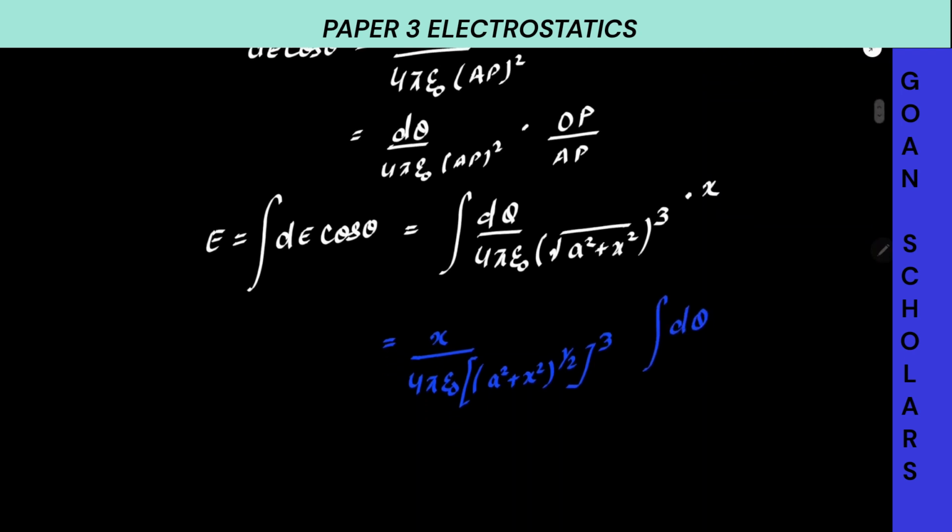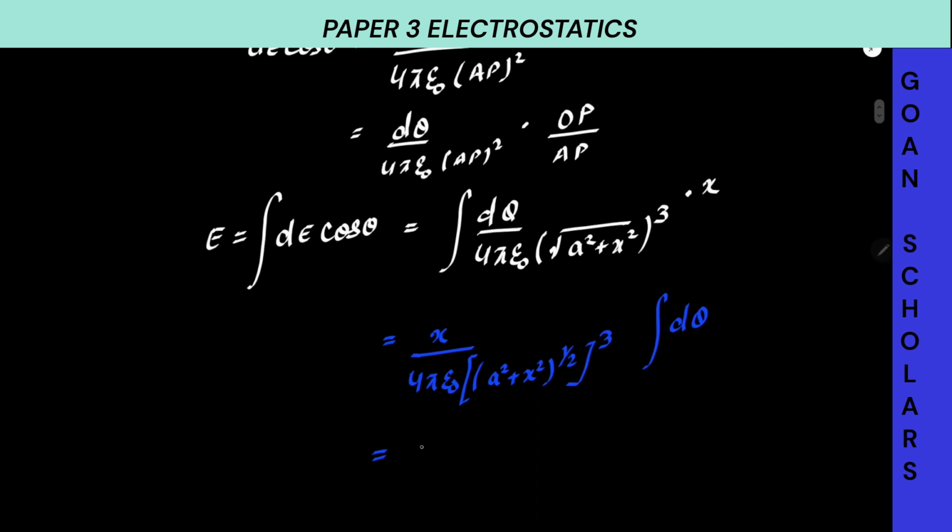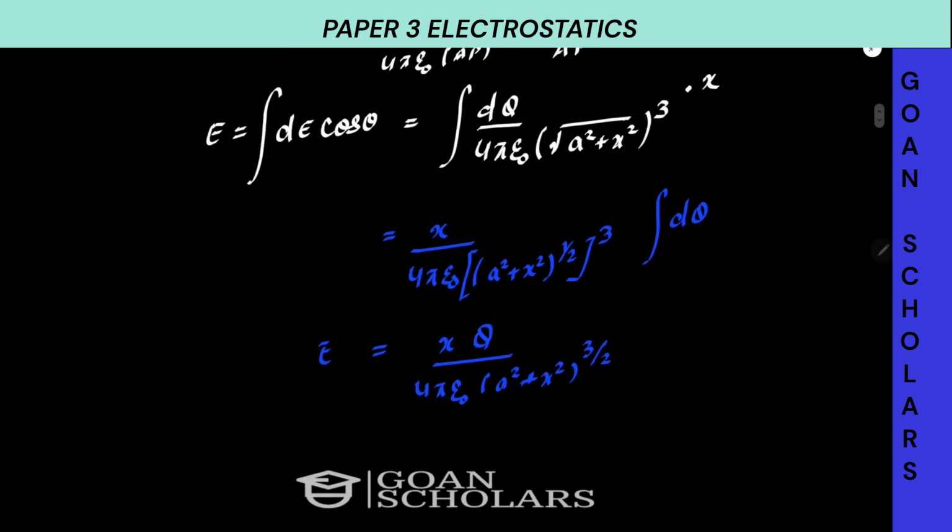Correct? Now integration of dq will give us nothing but the total charge, because integral gives you the total sum. So this will be q divided by 4 pi epsilon naught, and this half and 3 will become a squared plus x squared whole power 3 by 2, due to a ring which contains positive charge. Similarly, you can think of negative charge also, with the field radially inward. So this is our electric field due to a ring of charge.